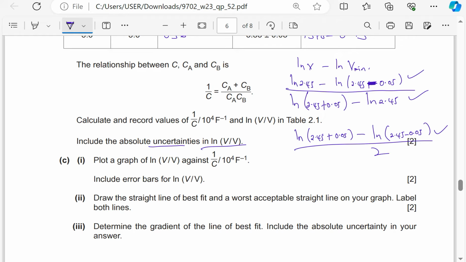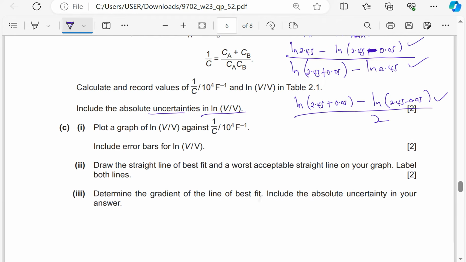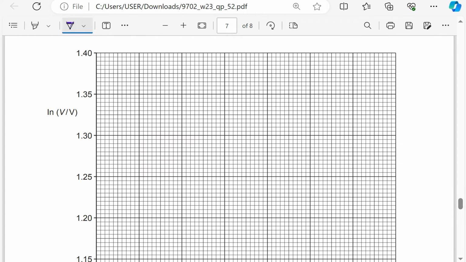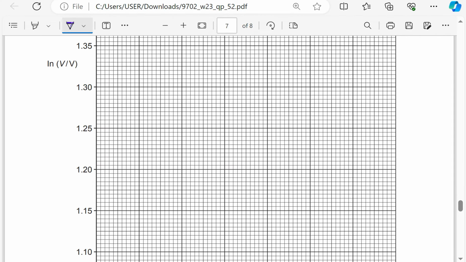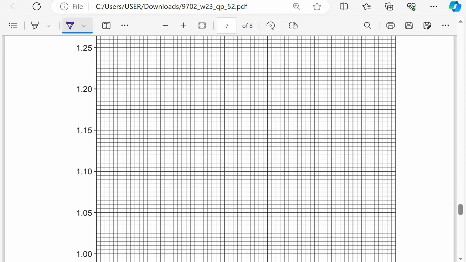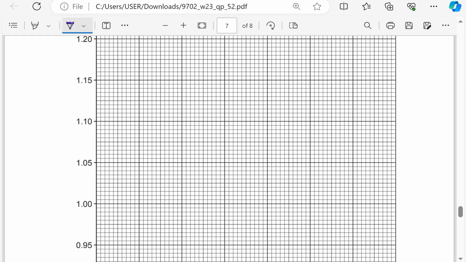Then plot a graph of ln of v against 1 over c. Include error bars for ln of v. So let's plot the graph. Our first point is 0.896 on the y-axis, and 0.91 on the x-axis.